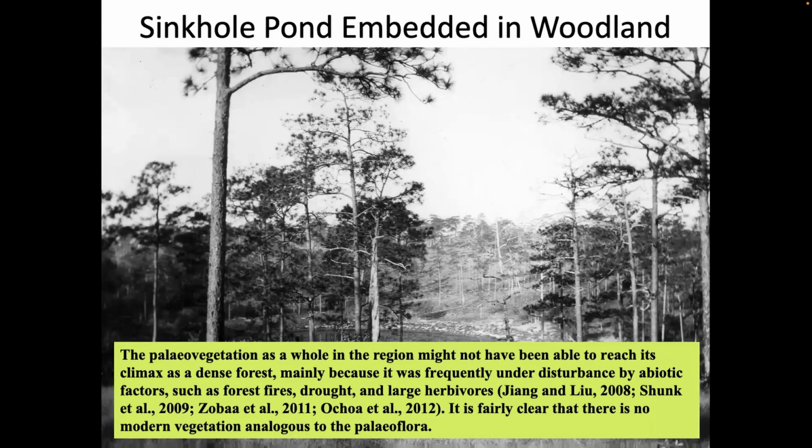Now, the original vegetation at the time this site would have been existing in the Pliocene is what we call the paleo vegetation. Here's a little bit of an excerpt. It says the paleo vegetation as a whole in the region might not have been able to reach its climax as a dense forest. So if you were to study vegetation ecology, one of the prevailing theories of 50 years ago or even 40 years ago was that vegetation proceeds in terms of what we'll call climax vegetation types. I'm sure most of you have been taught this a little bit.